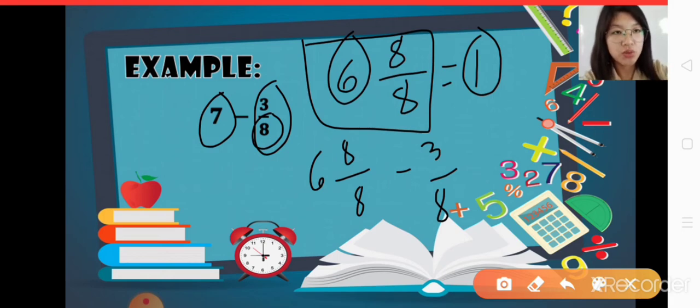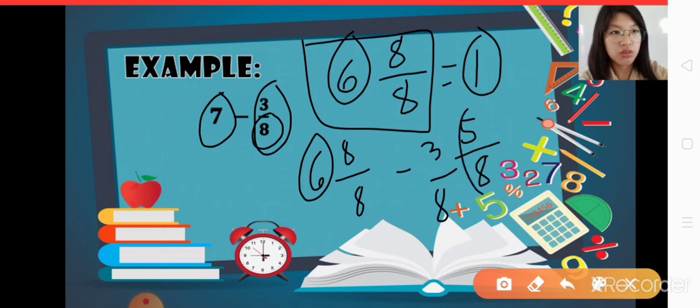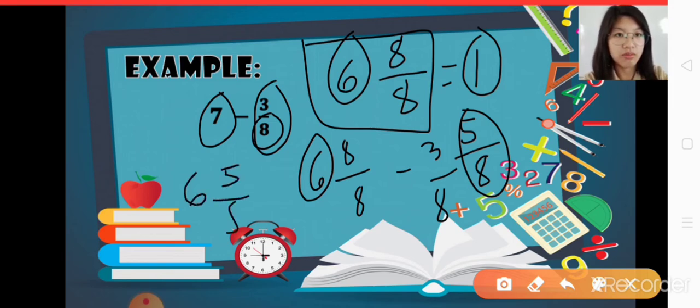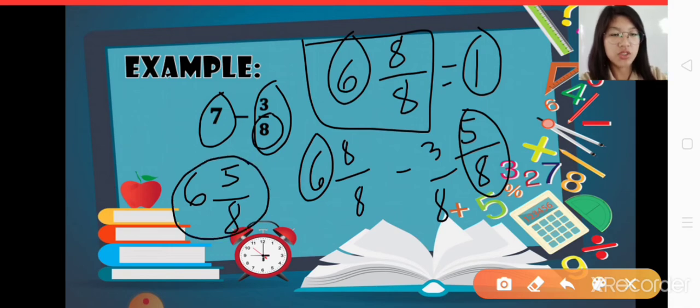So, yung fraction muna, 8 minus 3 will give you 5. And copy the denominator, which is 8. So, pagsamahin lang natin yung whole number and fraction na nagawa natin. The answer will give you 6 and 5 over 8. Ayan, ito na yung final answer.